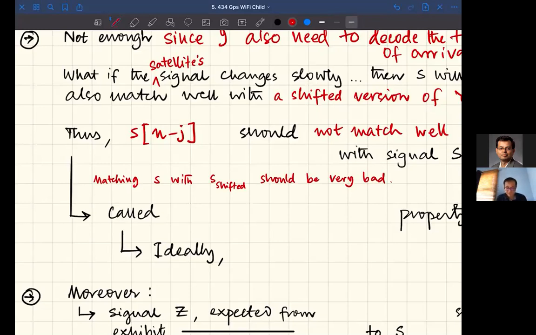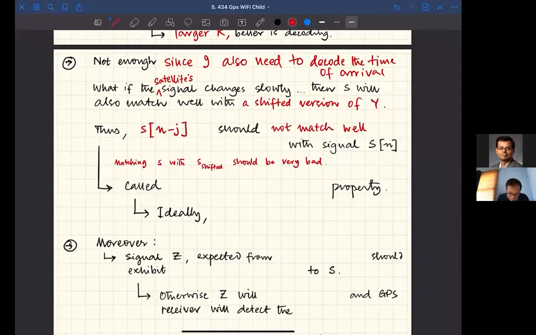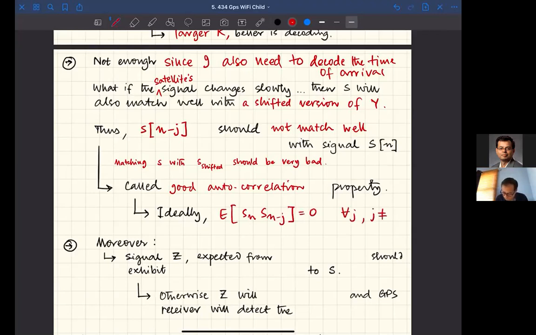Matching S with S shifted should be very bad, but matching S with S is obviously pretty good because that's exact matching. Right? This is called good autocorrelation property. Okay. So ideally, the expectation of Sn and Sn minus j should be 0 for all j not equal to 0.